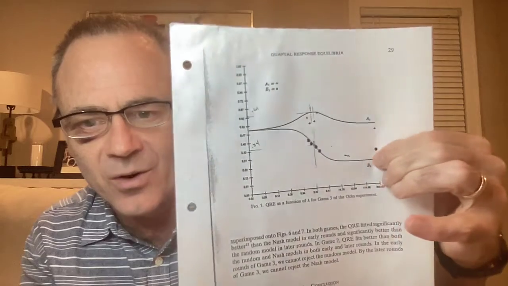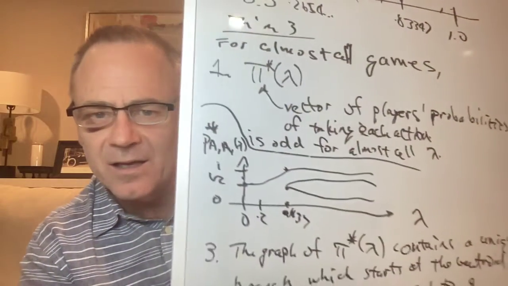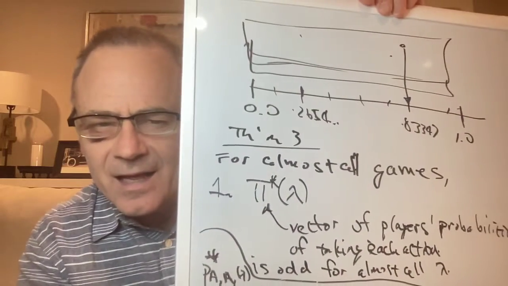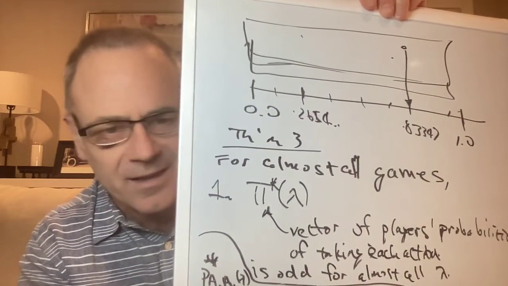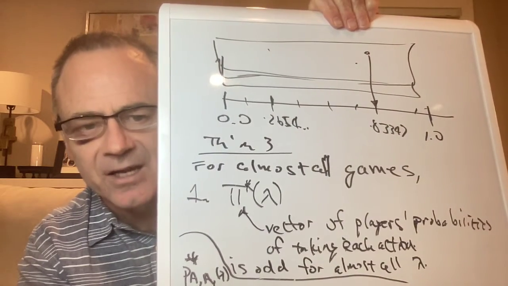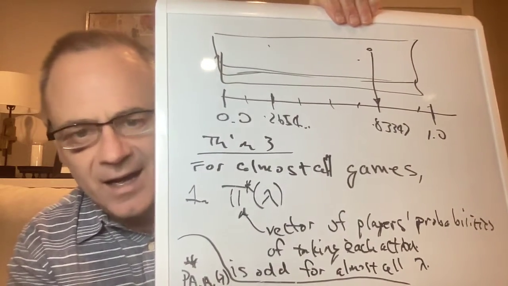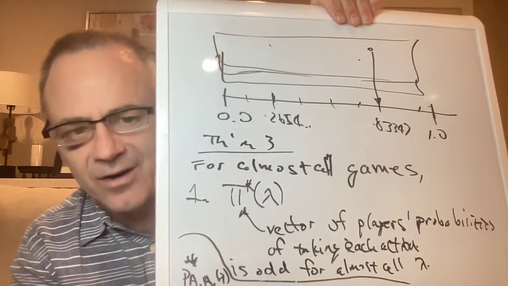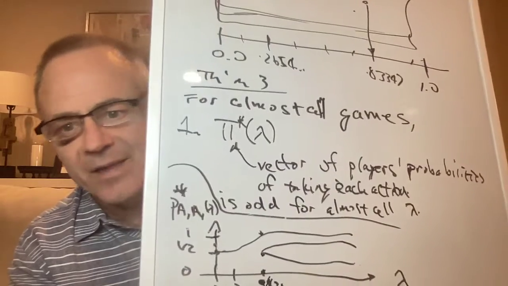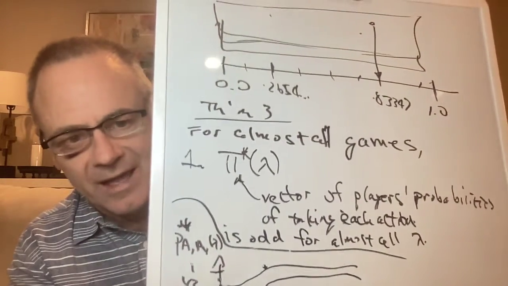Okay, so ignore this for the moment. And by the way, this pi star in theorem 3, now that I think about it, I think McKelvey-Palfrey might have made a typo or something. That pi star, I think it should have a sub i. So it's pi star for player i is odd for almost all lambda.